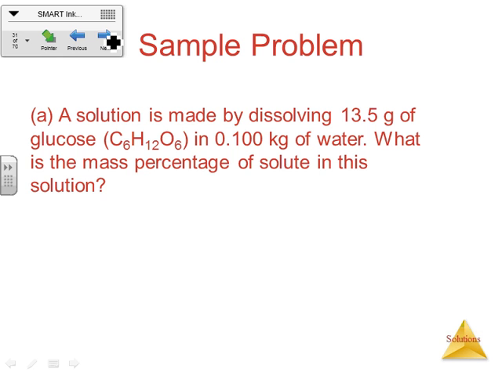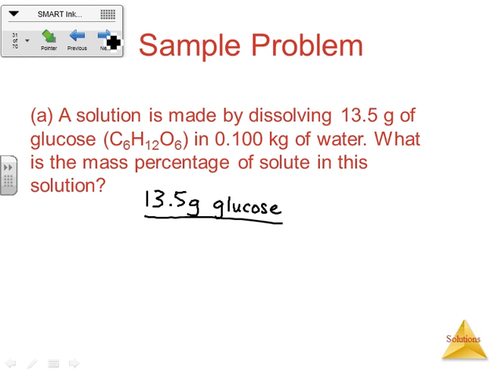So the mass percentage, we're just taking the part divided by the whole, right? What's the mass of our part here? 13.5. 13.5 grams of the glucose. You don't necessarily have to label this as glucose here. Divided by the mass of the solution. Okay? So what's the mass of the solution here?